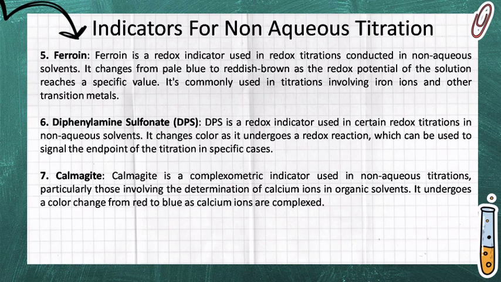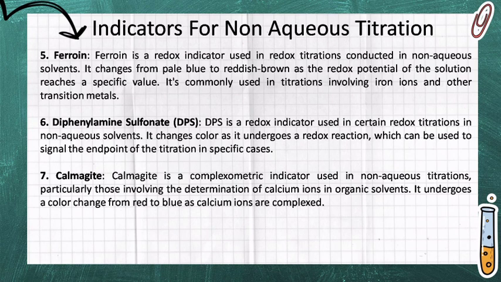Fifth, Ferroin. Ferroin is a redox indicator used in redox titrations conducted in non-aqueous solvents. It changes from pale blue to reddish-brown as the redox potential of the solution reaches a specific value. It's commonly used in titrations involving iron ions and other transition metals.